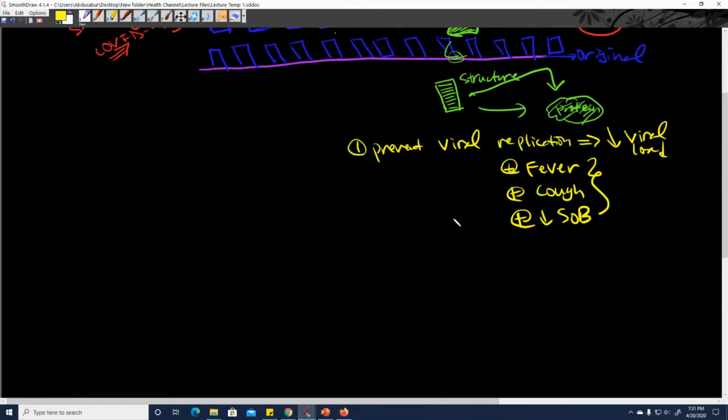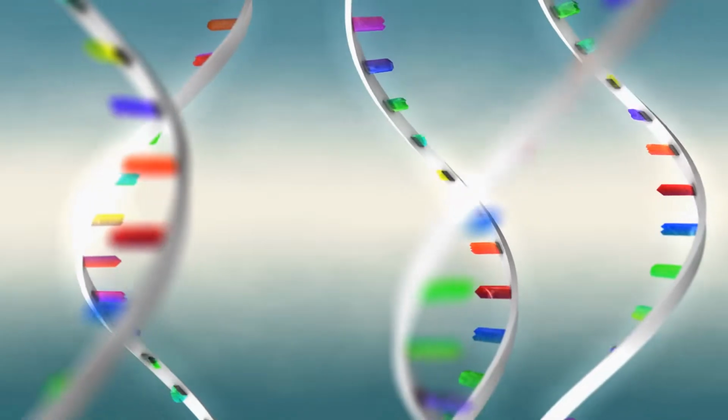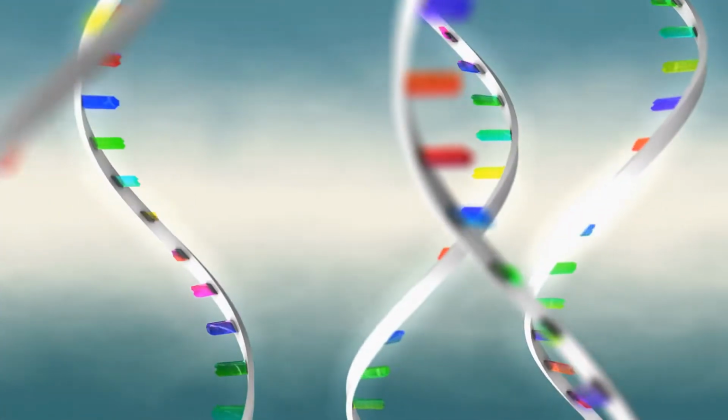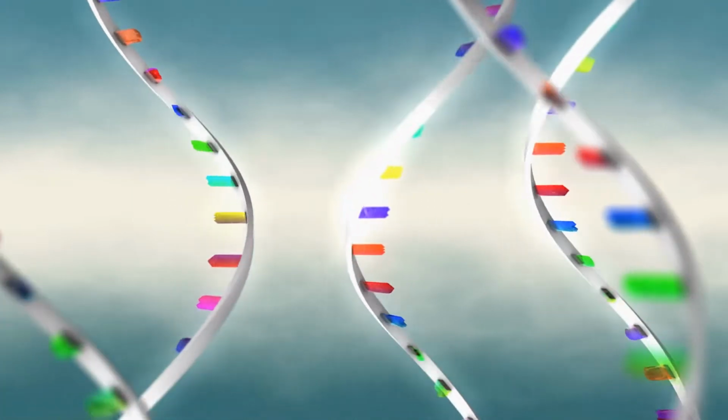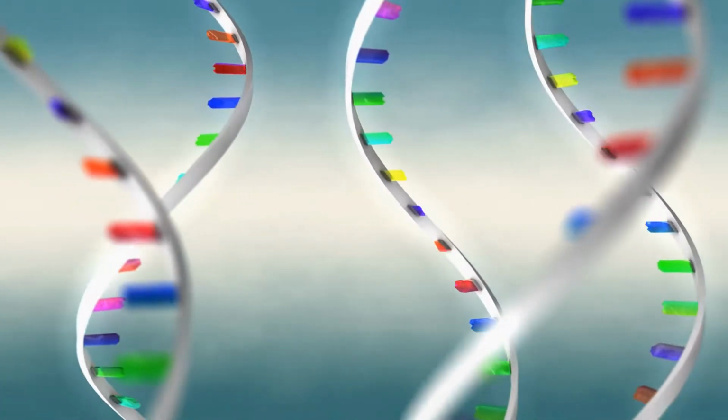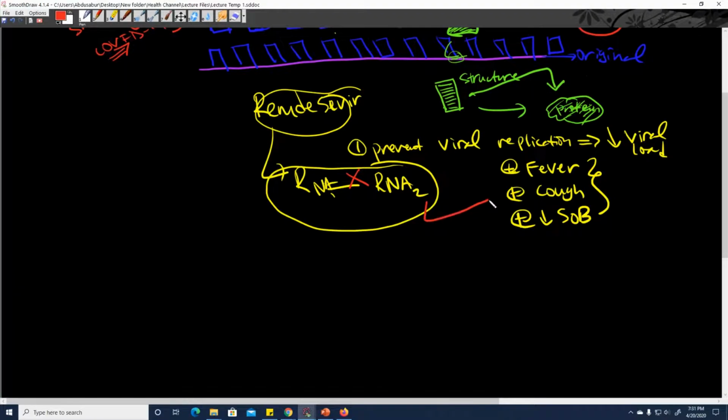So essentially what you're doing is, by integrating Remdesivir into the RNA molecule, you're preventing one RNA from being converted to a different RNA. So essentially you're inhibiting this process, which means clinically this is what patients will experience: less of a degree of fever, cough, and also shortness of breath.